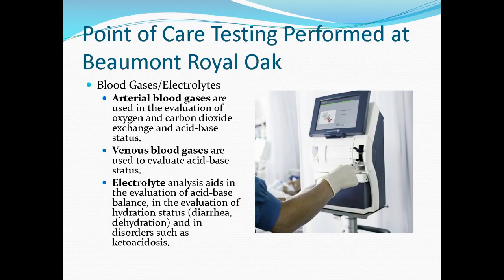The ABL-90 instruments are used to test for blood gases and electrolytes. Blood gases are used in the evaluation of oxygen and carbon dioxide exchange and acid-base status. Electrolytes are used to evaluate acid-base balance and hydration status.